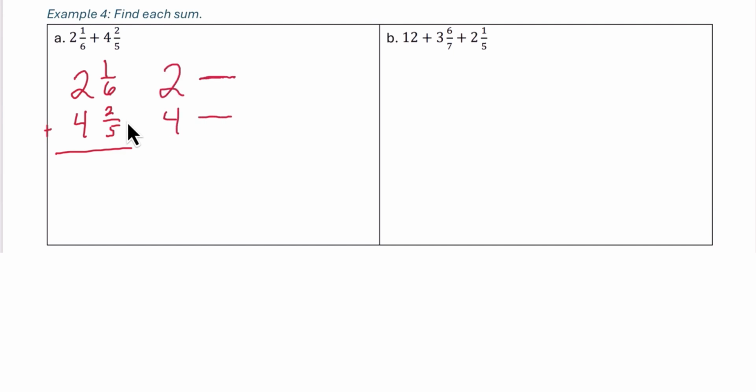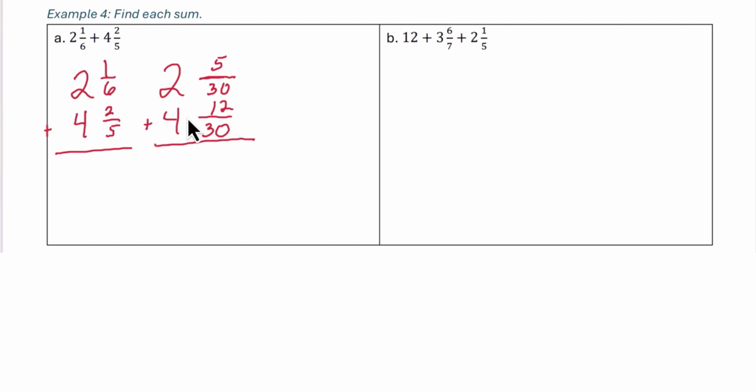The LCD of 6 and 5 is 30. So let's rewrite both of those fractions with a denominator of 30. 6 goes into 30 5 times. 5 times 1 is 5. 5 goes into 30 6 times. 6 times 2 is 12.